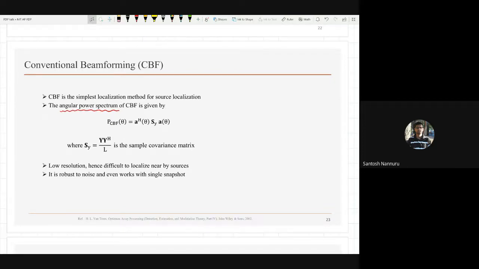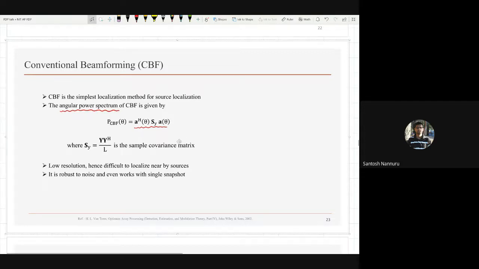So the idea is just, it may not be the actual power spectrum, but it represents an estimate of where the power is, in which direction the power is high. So that's what it is. So this is basically the correlation between the steering vector and the data. So S is the sample covariance matrix. Because you have multiple snapshots, instead of correlating with every snapshot separately, we just combine them into a sample covariance matrix and then use it for computing this power spectrum.